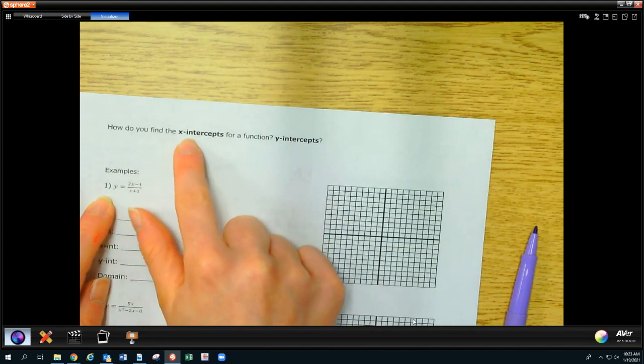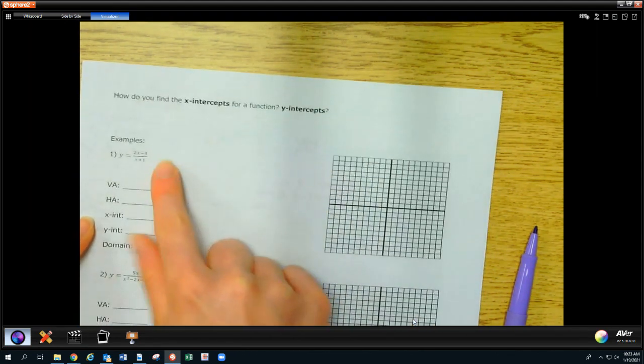On the back of the notes, we are going to review how to find x and y intercepts and start putting all of this information on the graph so you can see what these kinds of functions look like.